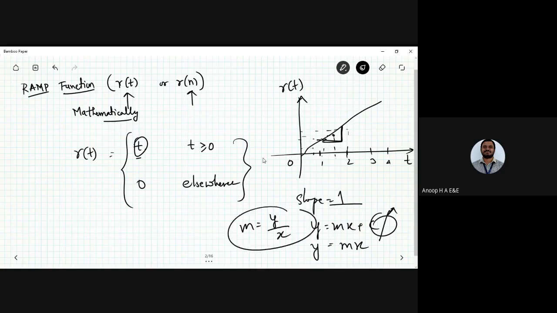If you can recall the general straight line formula, that is how I can define the slope of the ramp signal. So this can be expressed mathematically as r(t) = t, where t is greater than or equal to 0, its magnitude will be t, and its magnitude will be 0 elsewhere. So that is one thing that you can observe.